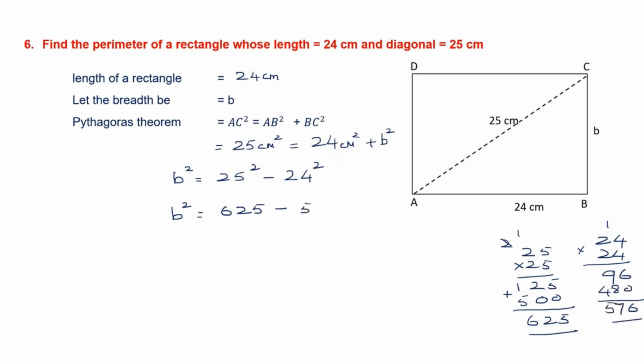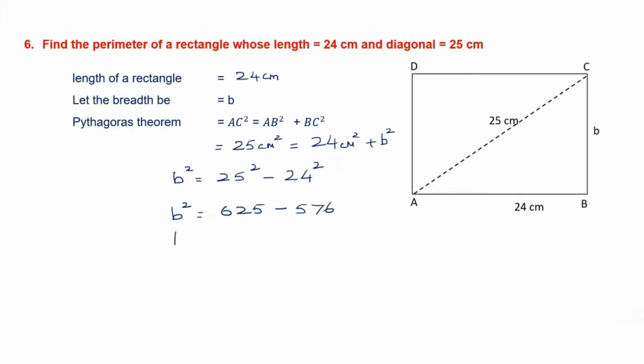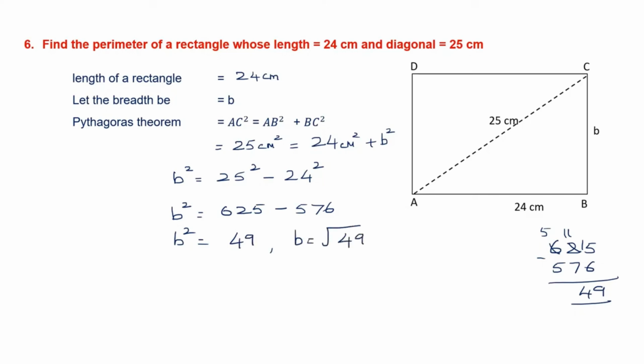So 625 minus 576. So let's find out how much B square is. Let's subtract 625 minus 576. Now let's borrow. 15 minus 6 is 9, and then borrow again, 11 minus 7 is 4. So we've got 49. B square is 49. So B is equal to the square root of 49. That is, B is equal to 7. The square root of 49 is 7. So we have found the breadth.